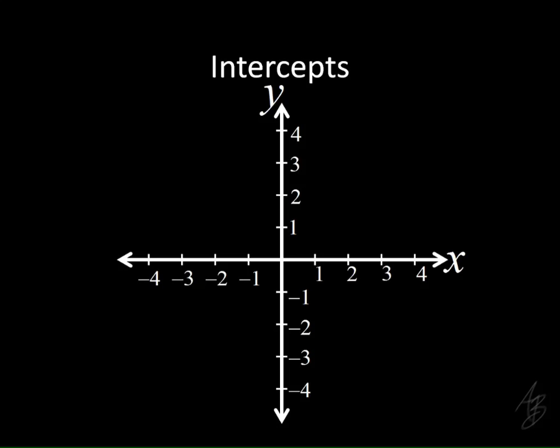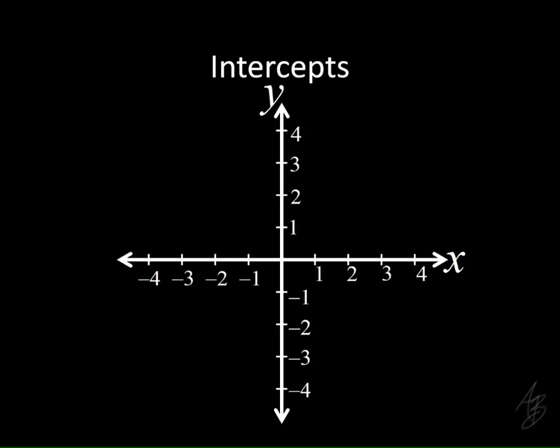In math, we hear this term in football a lot, but in math we talk about intercepts as being where a line goes through something or where a line crosses another line. So there's going to be 2 different intercepts: an x-intercept and a y-intercept. The reason we have 2 intercepts is because we have 2 axes, the x-axis and the y-axis. So we're going to have an intercept on the x-axis and an intercept on the y-axis.